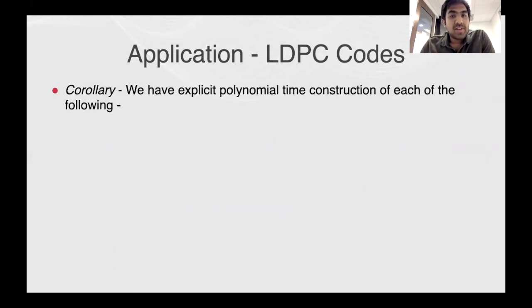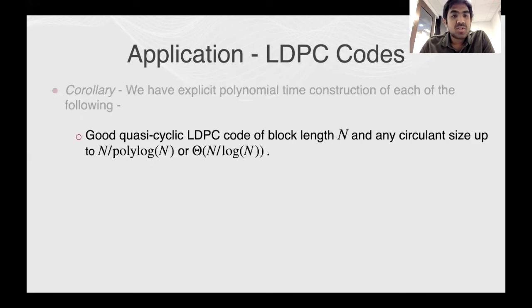So as a corollary, we have explicit polynomial time constructions of good quasi-cyclic LDPC codes. So quasi-cyclic codes are like an approximation of the cyclic codes where you allow more than one orbit of the cycle, right? So here you have roughly log n orbits, and these are good quasi-cyclic codes. On the other hand, we do not know about the existence of good cyclic codes. So this is in itself a very interesting result.